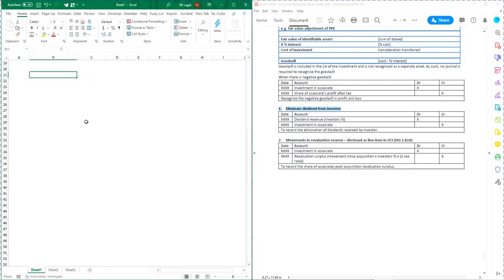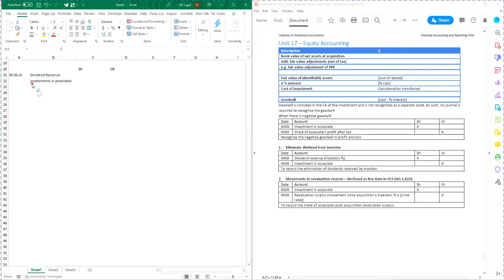Don't forget to put in the dates when you do them as well. I'm going to skip over it, but just write it something like this on all of your journals, so you've got the date there, X5. So the first one we need to do is eliminate dividend revenue from the investee. Debit dividend revenue, credit investments in associate.